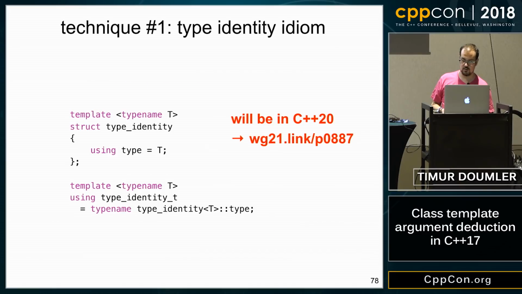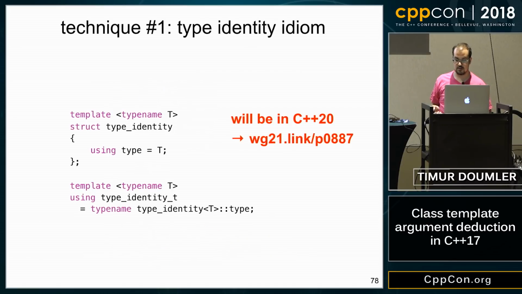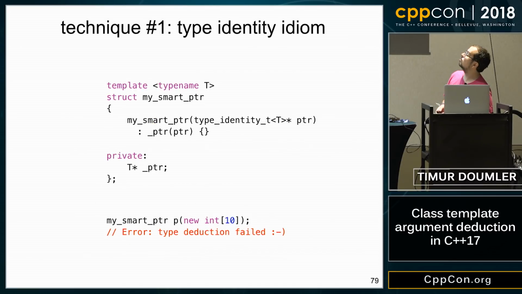But what you can do with it is, let me go back to the original code. The original code was taking a T star as an argument. So here instead, you can say, let's take type identity T star instead of T star. And that's exactly the same type, right? You didn't change anything. But the trick is, now in order to find out that it's the same type, you have to go to this type identity template. So you have to instantiate this other template in order to find out that it's the same type. And CTAD is not going to do that.